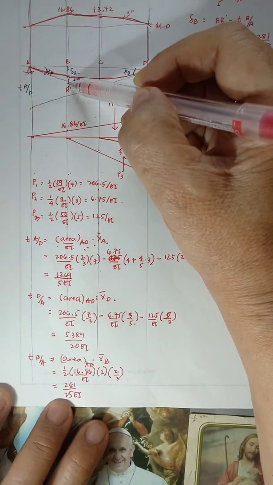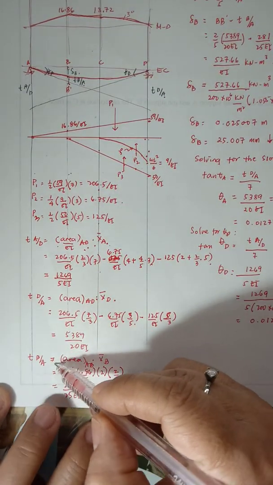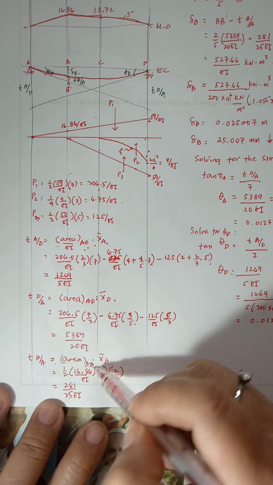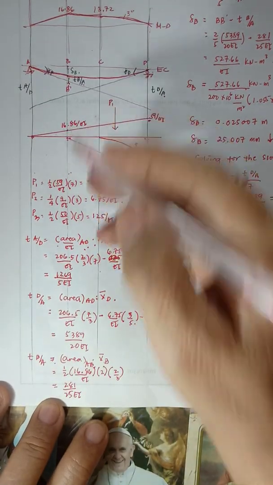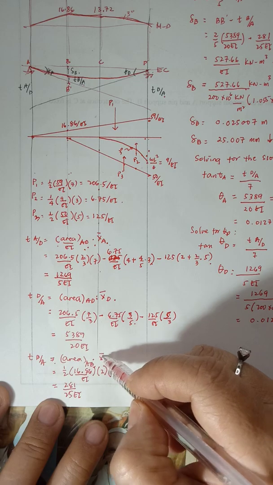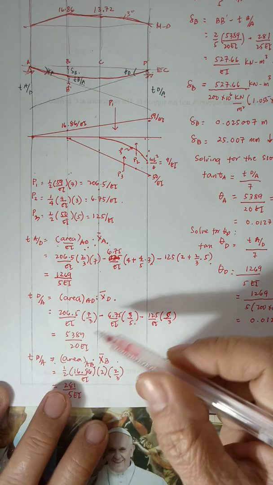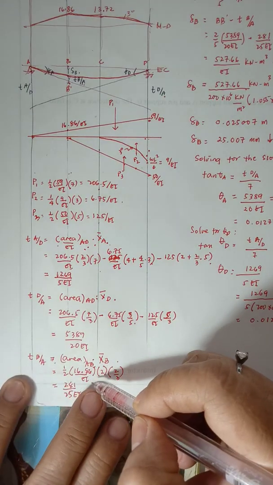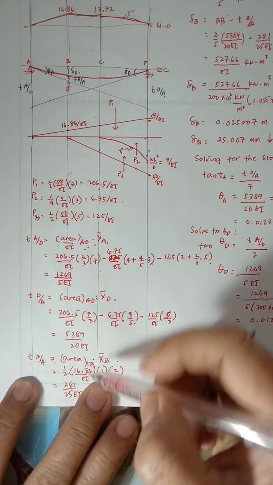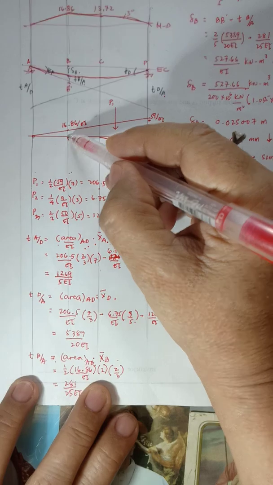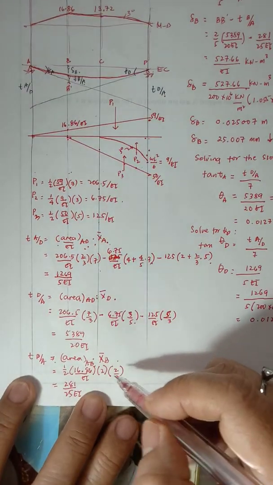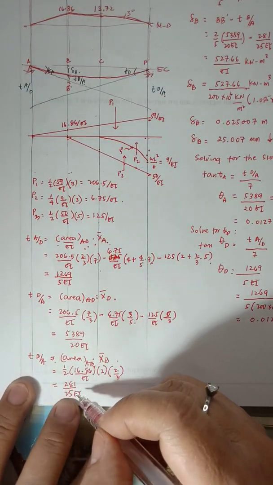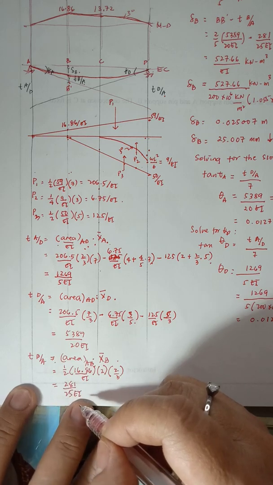Okay, so we solve also for TB/A. That is equal to the area from A to B times barred X with respect to B. So 1/2 times 16.86 times 2, and the moment arm with respect to B is 1/3 of 2 or 2/3. So calculating, you have 281/25 EI. Okay.